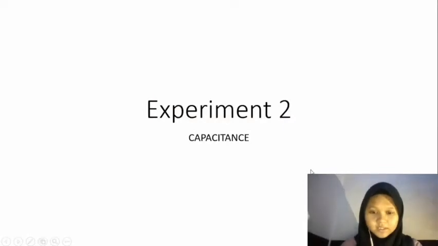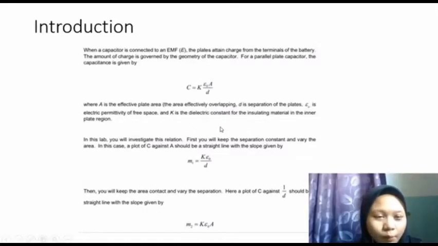Experiment 2. Capacitance. Introduction. When a capacitor is connected to an EMF, which is E, the plates attain charge from the terminals of the battery. The amount of charge is governed by the geometry of the capacitor. For a parallel plate capacitor, the capacitance is given by C equals K epsilon naught A over D, where A is the effective plate area, the area effectively overlapping, D is the separation of the plates, epsilon naught is the electric permittivity of free space, and K is the dielectric constant for the insulating material in the linear plate region.